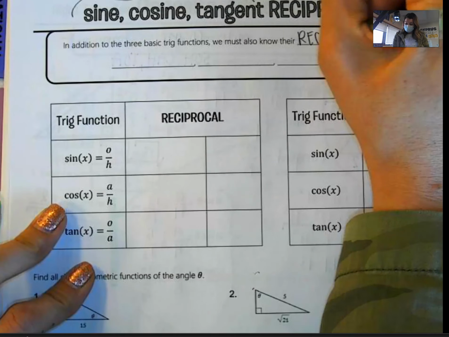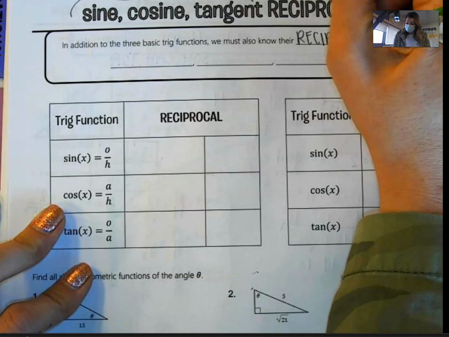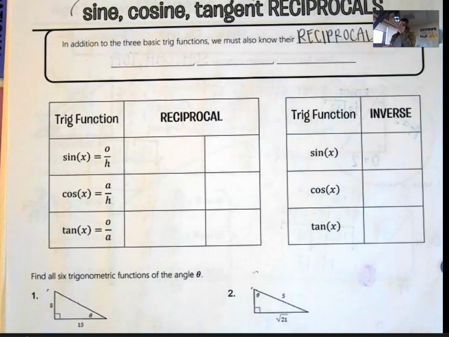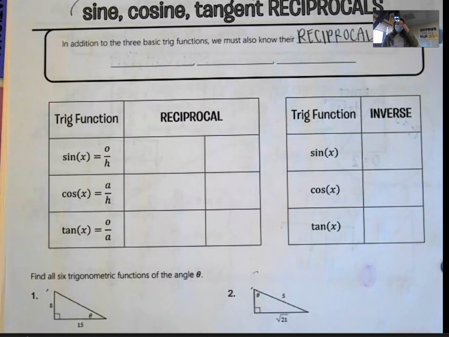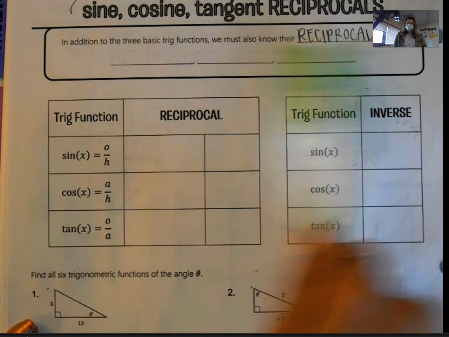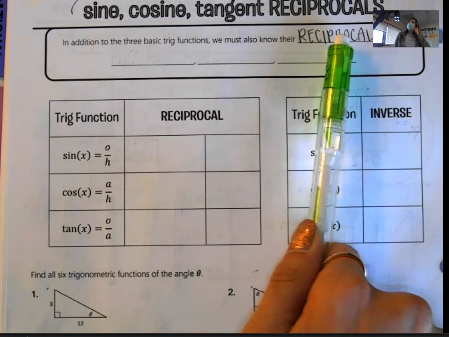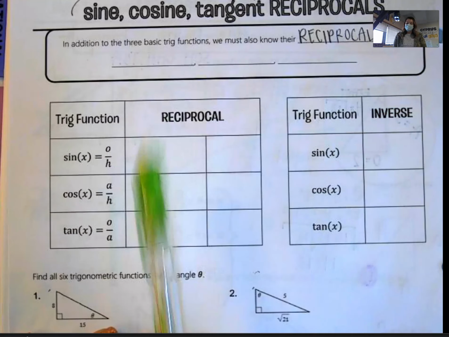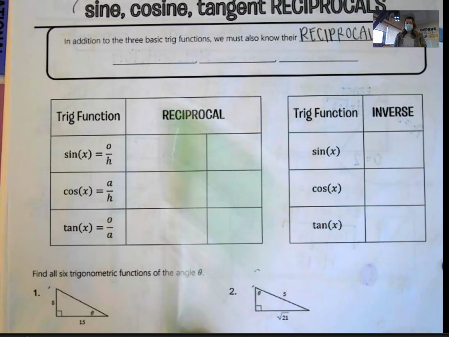That's the word that's capitalized right on top of the blank. Now hopefully that word reciprocal sounds familiar to you because we use reciprocals when we divide fractions. In order to divide a fraction, you multiply by the reciprocal. That's the same idea here. So these guys have their own names.